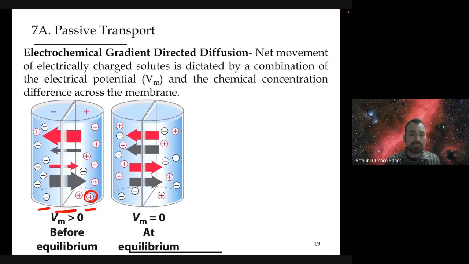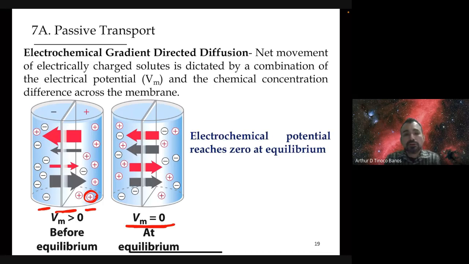But coupled with this is the idea of a charge balance, because you're going to reach a point at equilibrium where not only have you balanced the amount of these species from one side to the other, but you also have a balance of charge. So you have those two components, the charge balance in addition to the concentration. So the electrochemical potential reaches 0 at equilibrium.